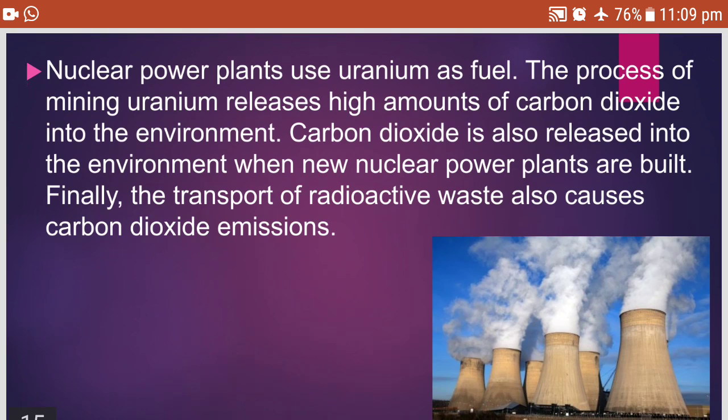Now the next human activity is the nuclear power plant. They use uranium as fuel. The process of mining uranium releases high amounts of carbon dioxide into the environment. Carbon dioxide is also released when new nuclear power plants are built. Finally, the transport of radioactive waste also causes carbon dioxide emissions. Whatever waste comes out of the nuclear plants has to be handled with care. It is very poisonous and harmful, in addition to the radiation that comes out from the nuclear plant.